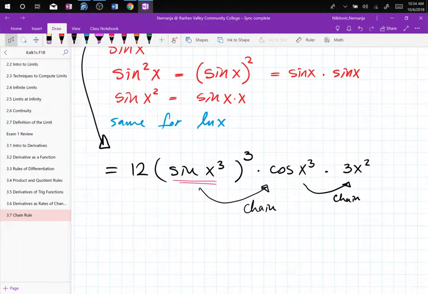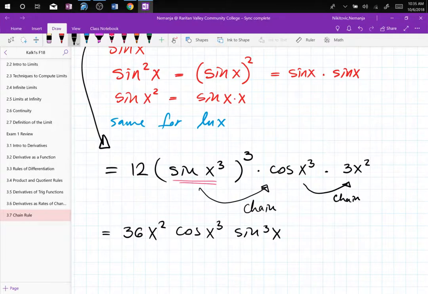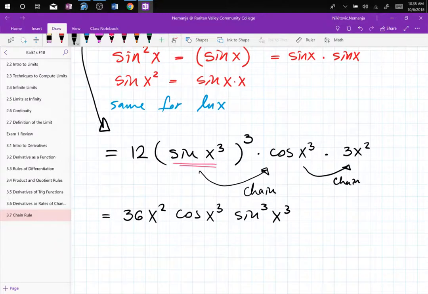Can you make this prettier? Sure. 36x squared cosine x cubed sine cubed x cubed. That would be the prettier version of the problem. E equals to 0 for chapter 4, solve each one and you're done.